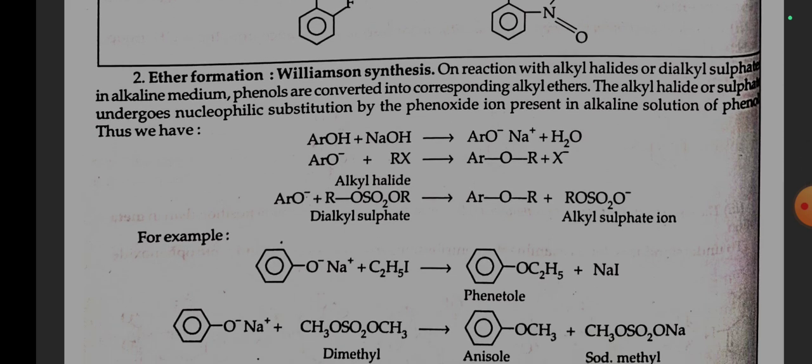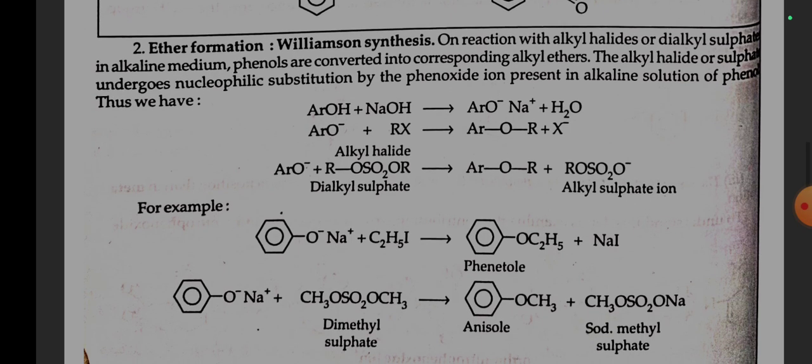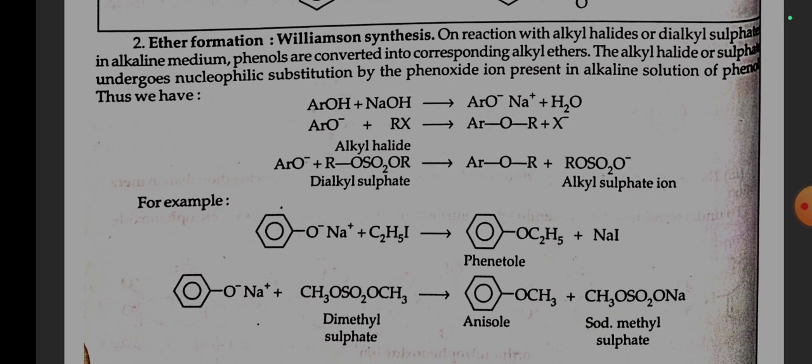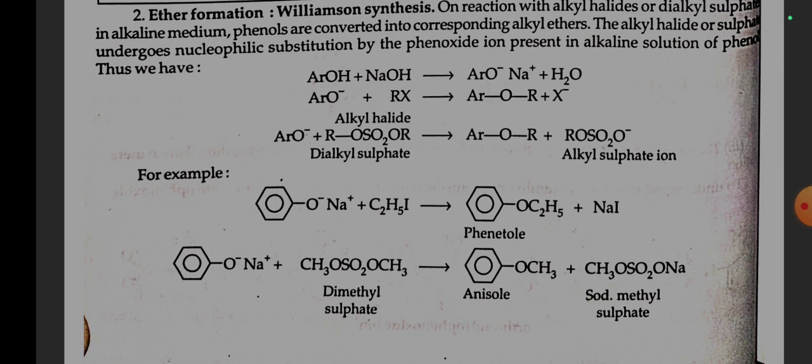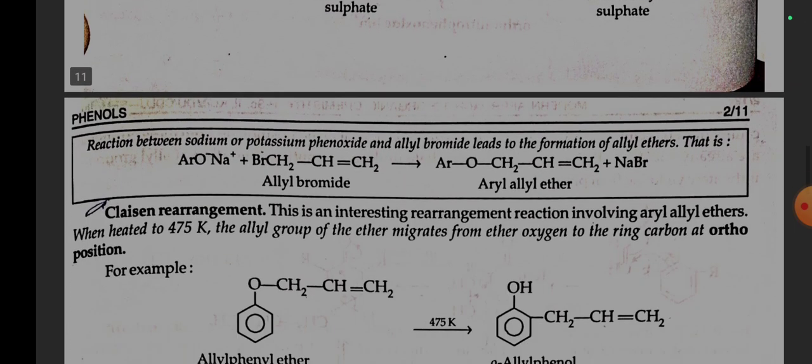Number 2. Ether formation. Williamson synthesis. On reaction with alkyl halides or dialkyl sulfates in alkaline medium, phenols are converted into corresponding alkyl ethers. The alkyl halides or sulfates undergo nucleophilic substitution by the phenoxide ion present in alkaline solution of phenols. Thus, we have ArOH plus NaOH gives ArO negative Na positive plus H2O.